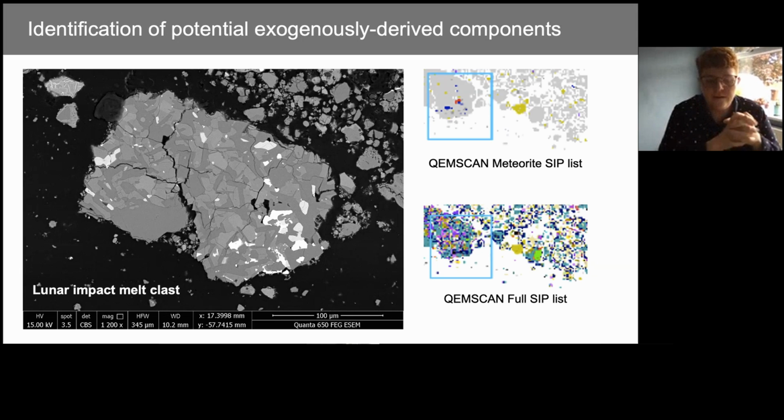And then when we've gone in and had a look, this one's unfortunately, or fortunately, depends on how much you love lunar impact melt clasts, not an exogenously derived component. But it is a really useful method for us to be able to narrow down these clasts of interest that we're shortly going to be using the electron microprobe to have a closer look at a few of them as well.